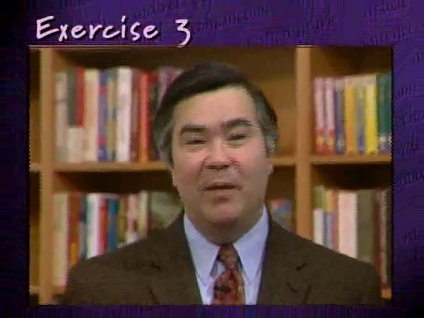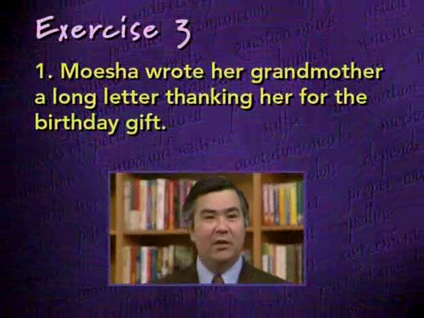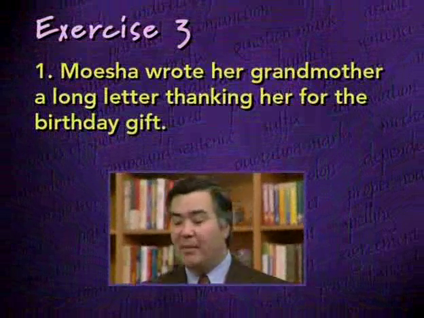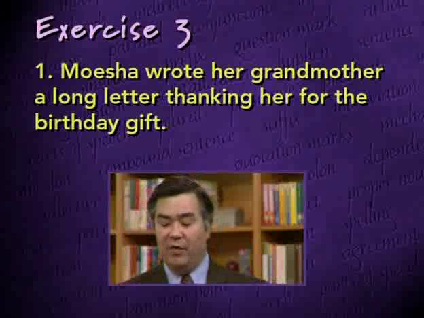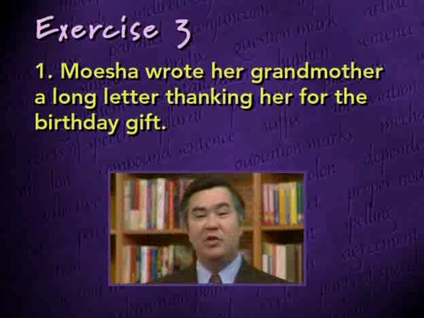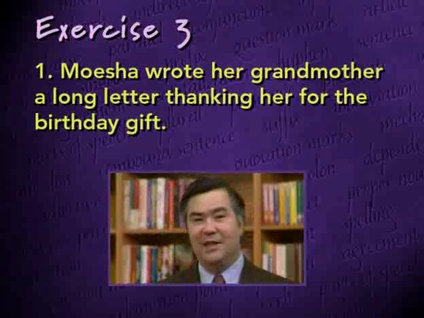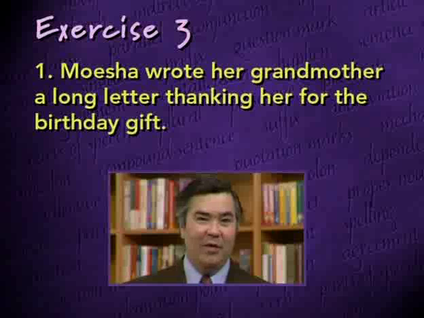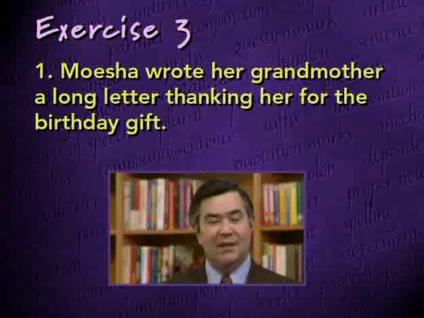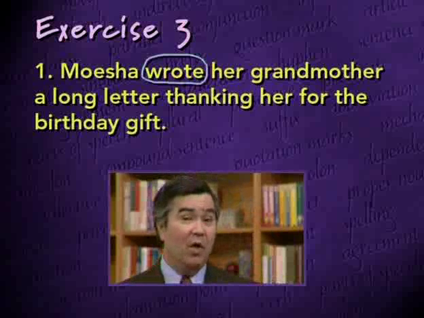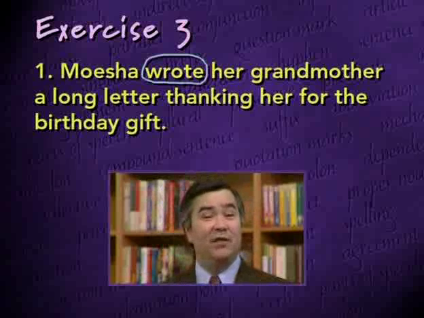In this exercise, we gave you several sentences and asked you to decide for each one whether or not an indirect object appears. Let's take a look at them one by one. First, Moesha wrote her grandmother a long letter thanking her for the birthday gift. It's usually a good way to start to look for the verb in a sentence like this and then work from the verb outward. What's the verb in this sentence? The answer is wrote. Wrote is the word that contains the action of the sentence.